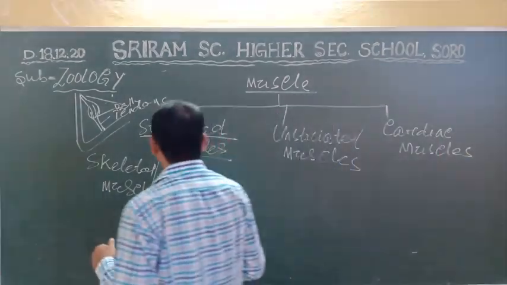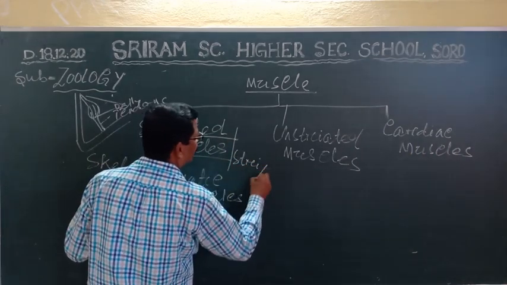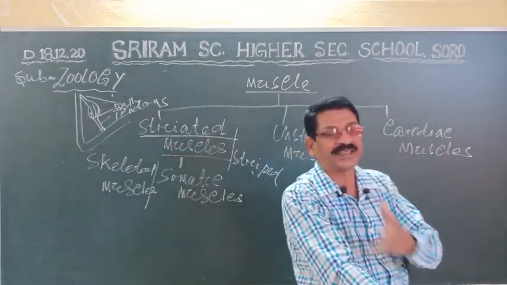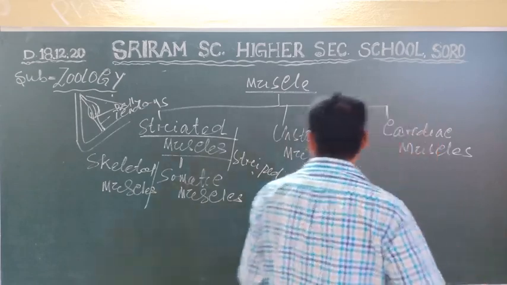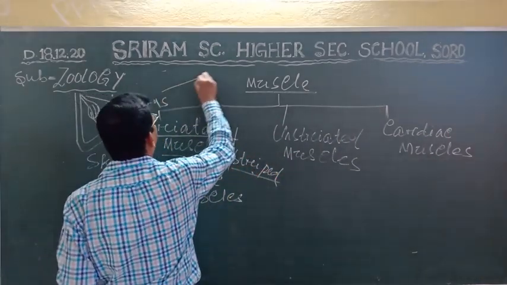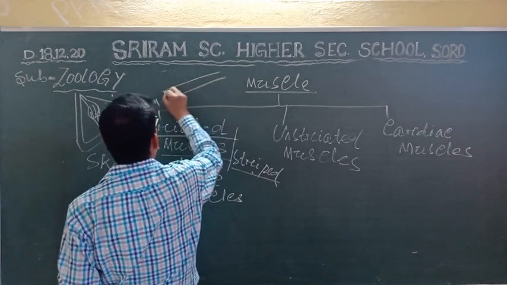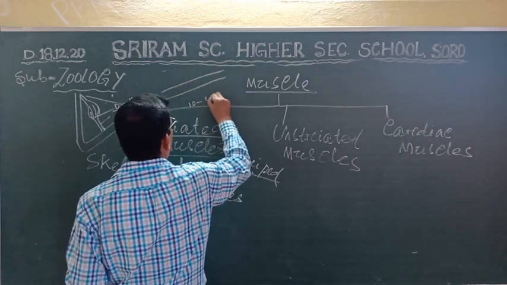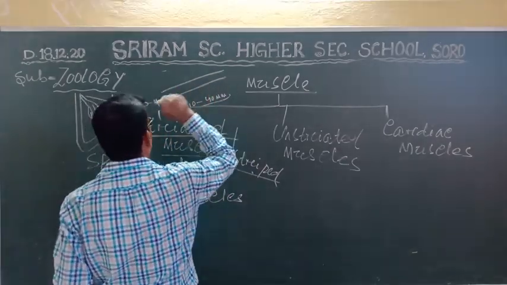Otherwise, it is also called striped muscle. Striated and striped are the same. My shirt is striped, here and here. So like that, this is striped. It is striated because these muscles are more or less cylindrical and elongated, and about 10 to 40 millimeter in length. So this is a muscle cell, clear?